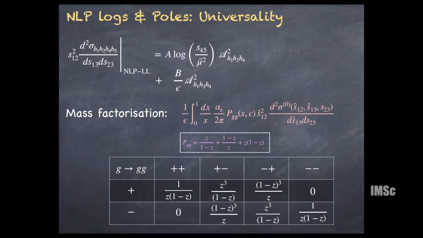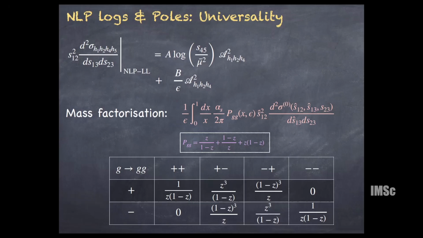So, we know the Altarelli-Parisi splitting function for g going to gg. This is the format. But when you break it in terms of helicities, this is the result. And if you apply it, you will see that this formula is giving the exact same pole as what we are getting. So there is a complete cancellation, which also gives you the confidence that what you are doing is right.